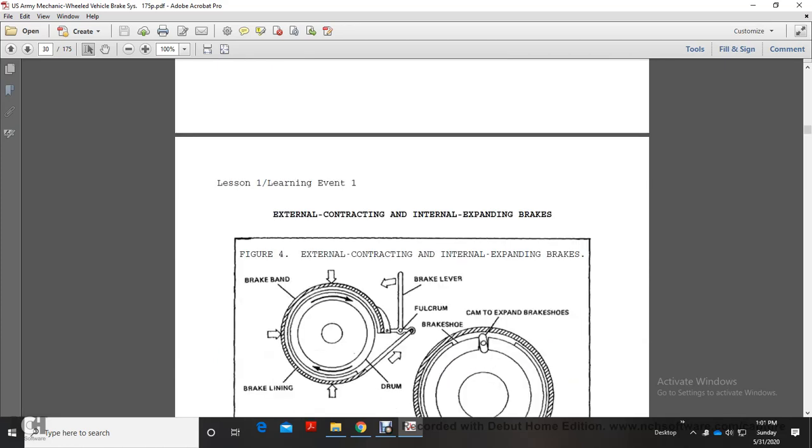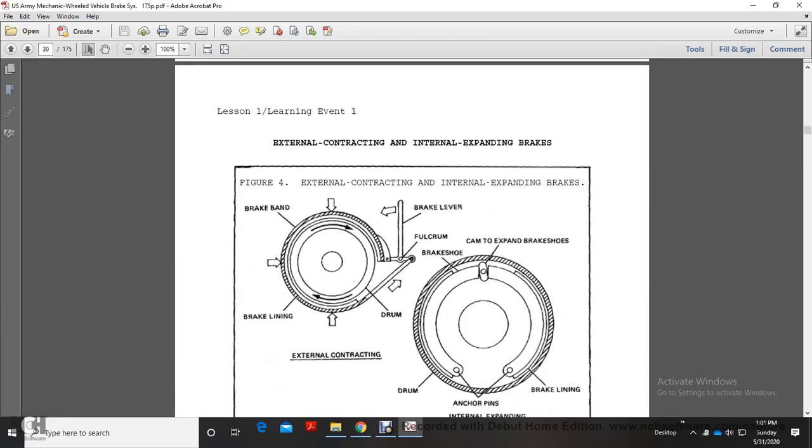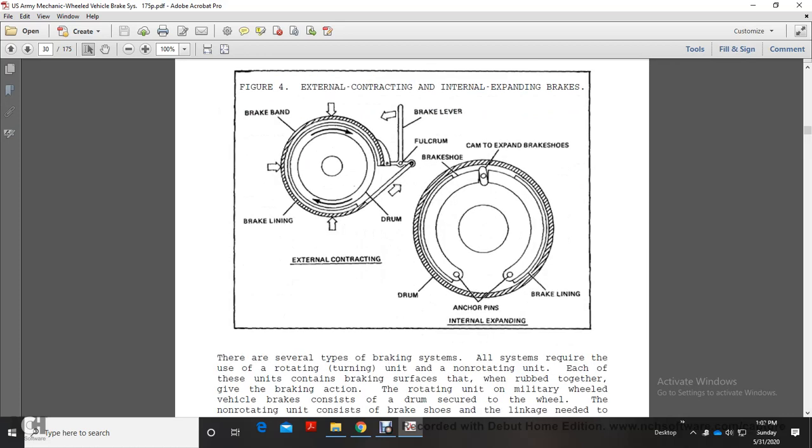External contracting brakes and internal expanding brakes. The figure shows the brake band, brake lever, brake shoe, drum, and brake lining. External contracting, cam to expand brake shoes, brake shoe, anchor pins, drum and brake lining, and internal expanding.